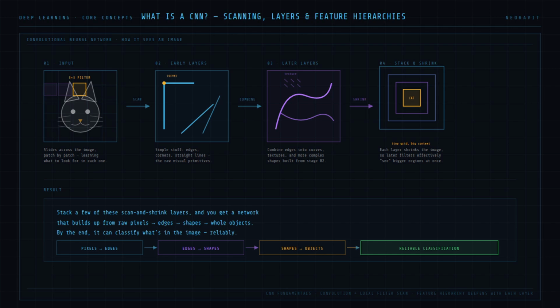Early layers pick up on simple stuff like edges and corners. Later layers combine those into more complex shapes like curves or textures. The convolutional part just describes that scanning operation mathematically. Stack a few of these layers together, shrink the image down at each step so the network is looking at bigger and bigger picture regions, and eventually you have something that can classify what's actually in the image pretty reliably.